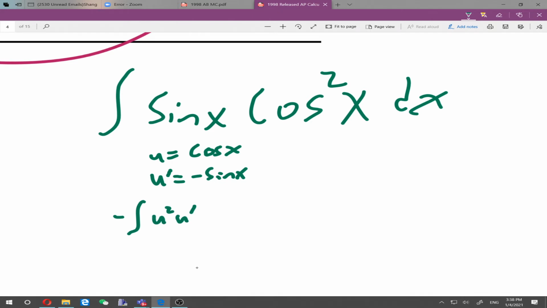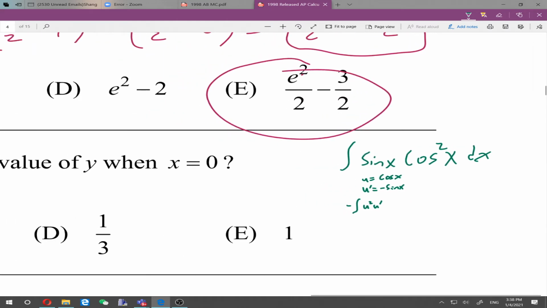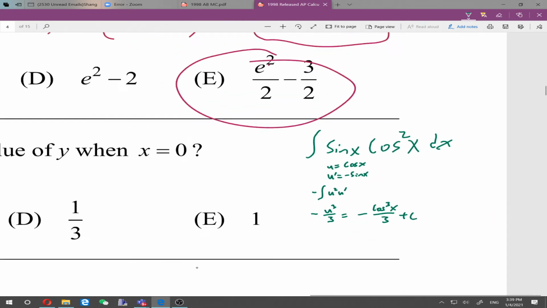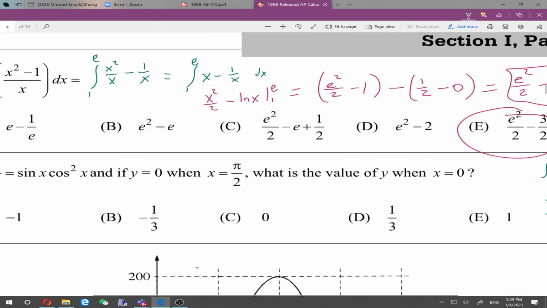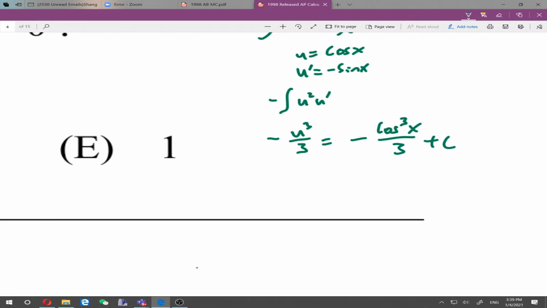Okay, what happens when I integrate u squared? U cubed over 3. So this is negative u cubed over 3, which is the same thing as negative cosine cubed x over 3 plus c. Okay, but we do have bounds, because we know that when y is 0, x is pi halves. So I can use that to solve for c.